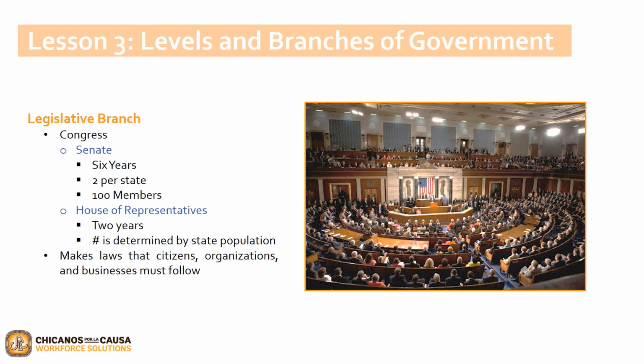The number of representatives varies depending on the state's population, and they serve for 2 years, which is also a term. For example, Arizona currently has 9 members in the House of Representatives. In comparison to the president, who can only serve for 2 terms, the Senate and House of Representatives can be re-elected for any number of terms.